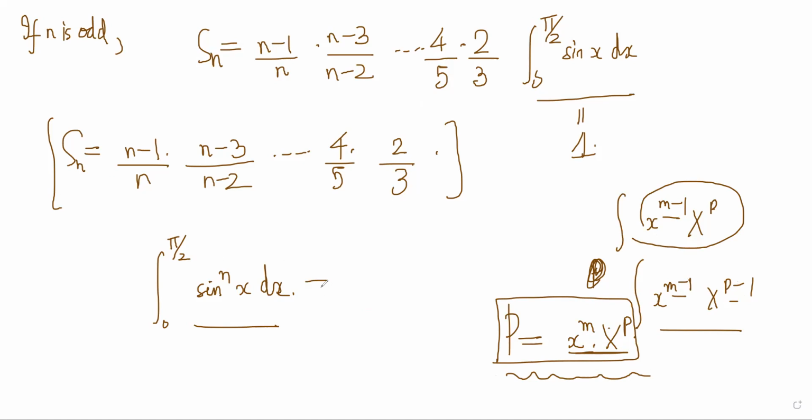If you have an integral from 0 to π/2 of cos n x dx, again, for n even and odd, the formulas are the same. If n is even, you will get the π/2 at the end. And if n is odd, you will get 2/3 into 1, right? So one nice way to remember this formula is, if I have to evaluate this integral, it is either sine or cos whole power n x dx, right?